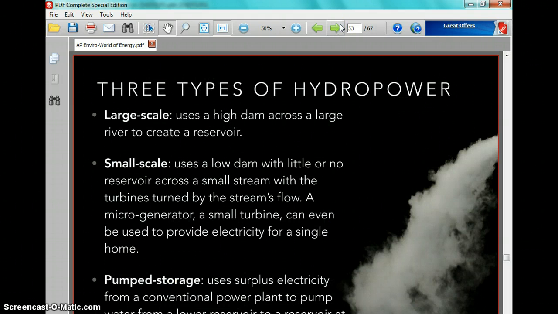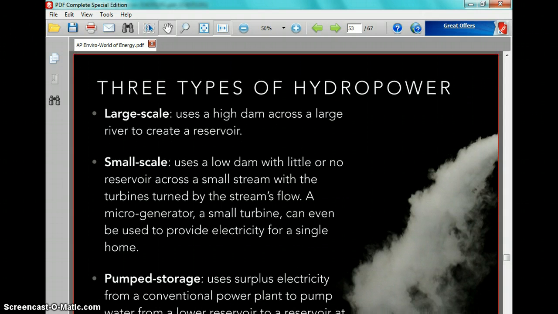Now, there are 3 types of hydropower: large, small, and pumps. The large scale uses the high dam across a large river to create a reservoir. So that's like the Hoover Dam, that's what we normally associate when we think of hydroelectric power.